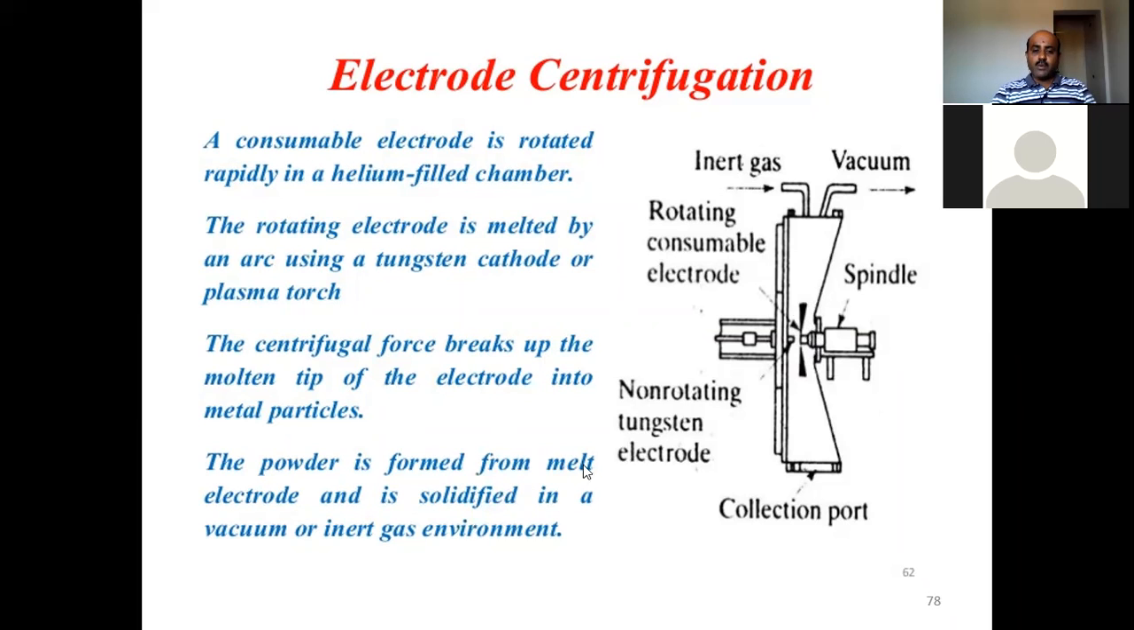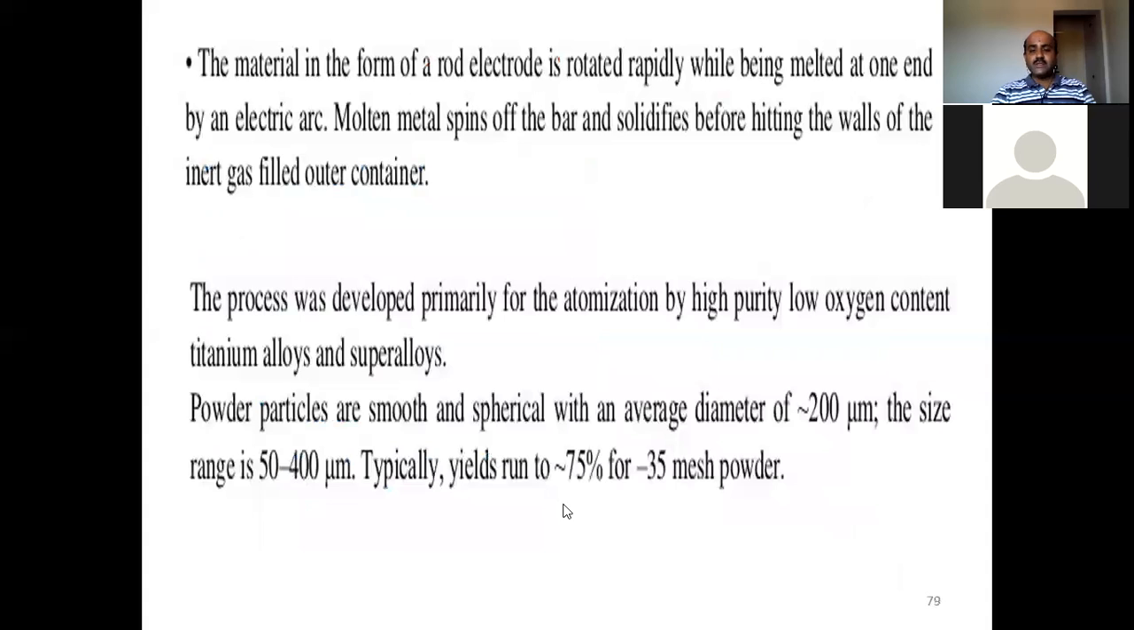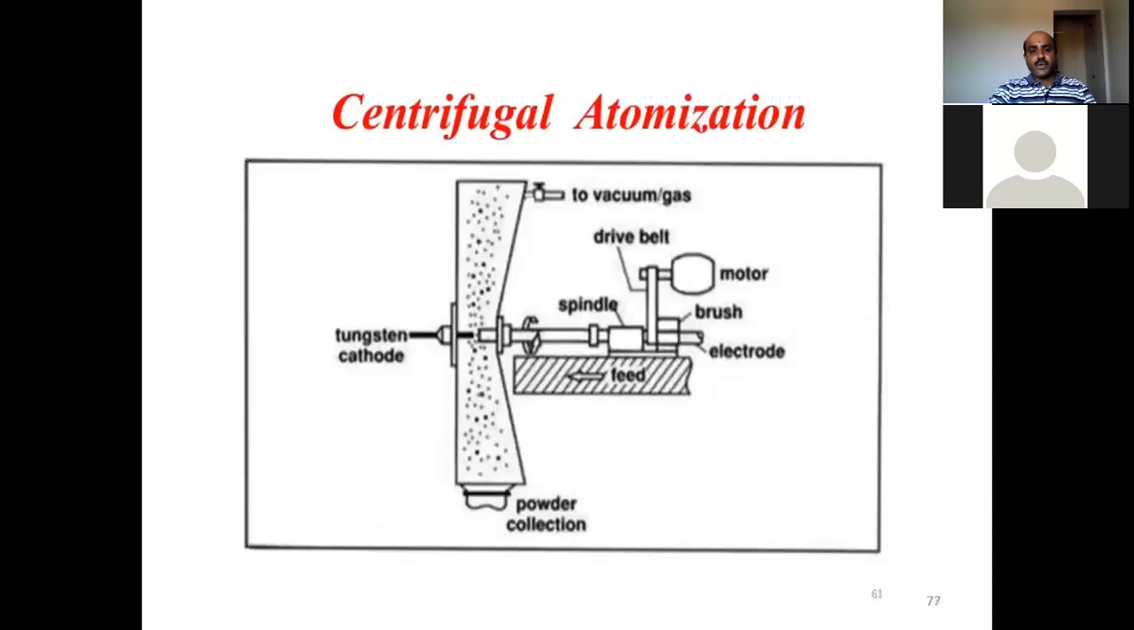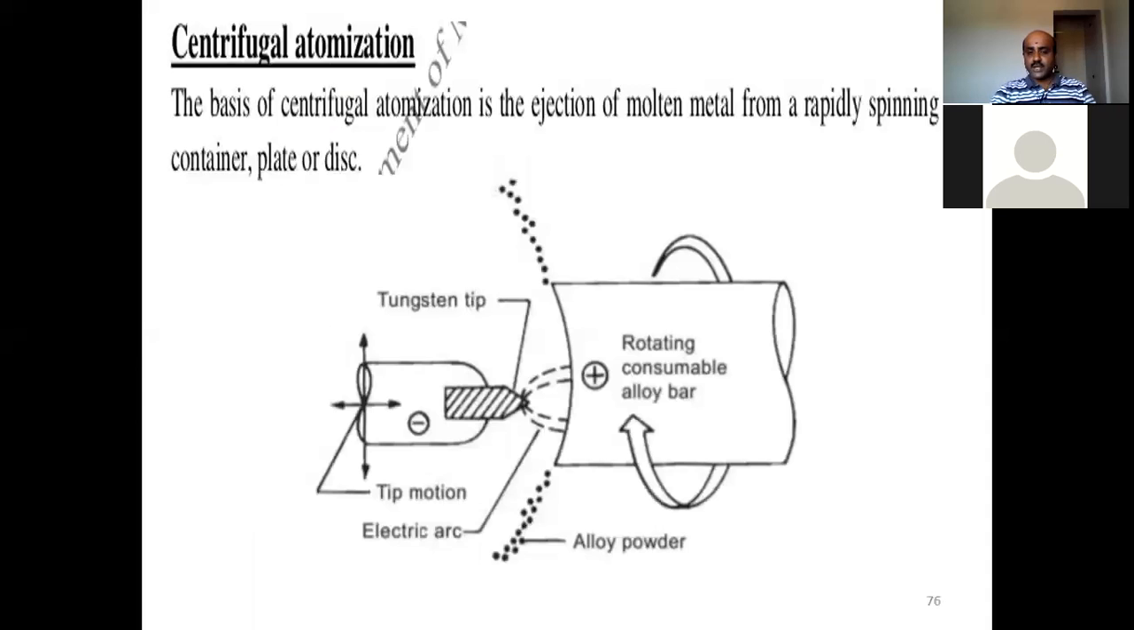The powder is formed from the molten electrode and is solidified in a vacuum or inert gas environment. This is the basic process involved in centrifugal atomization. You can see the same process here. It is the tungsten tip. This is an electrode, an electric arc. The electrode will be rotating, and as it comes in contact with the arc, it melts and the electrode gets consumed. That is why it is called a consumable electrode.